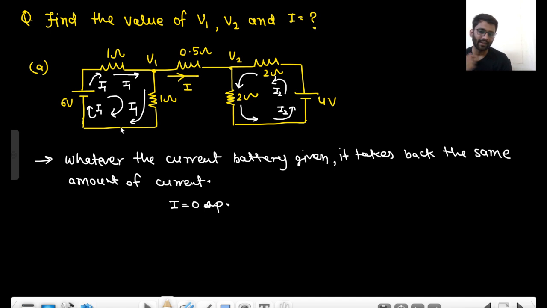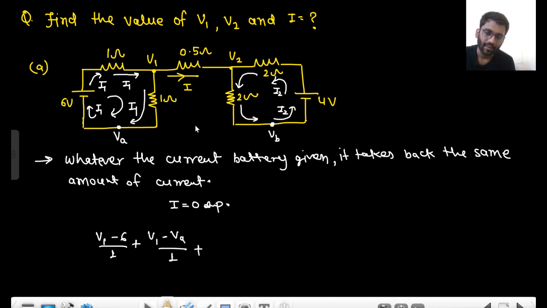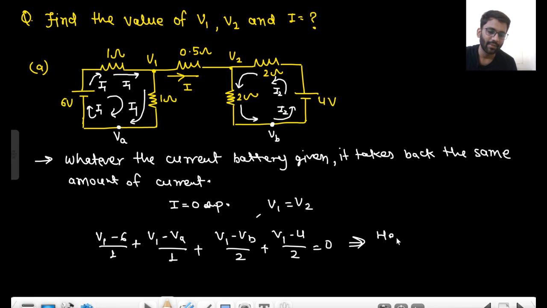No ground is mentioned. I can't really tell the potential of this point. I will assume the potential of this point is VA and potential of this point is VB. So if I write the nodal analysis, what will I write? V1 minus 6 by 1 plus V1 minus VA by 1. V1 and V2 are equal, right? V1 equals V2. So I can write V1 minus VB by 2 plus V1 minus 4 by 2 equals 0. Here VA and VB are not known.